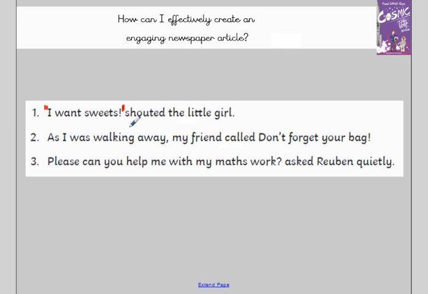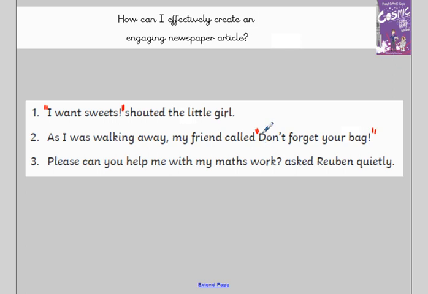So, as I was walking away, my friend called, "Don't forget your bag." So, the speech, what is being said? This is what she's saying, isn't it? So the friend called, we've got inverted commas here, and we need inverted commas at the end. Remember, they go outside the punctuation, which is already there.